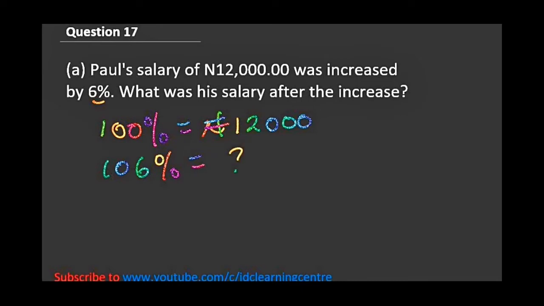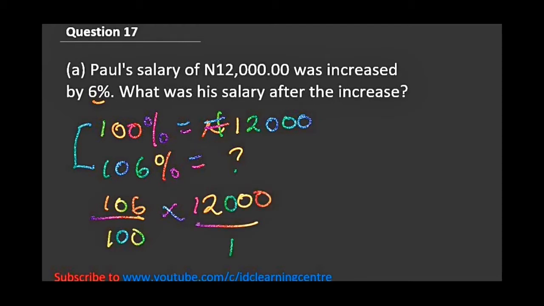We don't know. Let's use proportion. If 100% will give us 12,000 naira, will 106% give us more or less? Of course, it will give us more. If more, less goes under, looking at both of them. So since it's more, the less, which is 100, will be under, then I have 106 over 100 times 12,000 over 1. This 20 cancels this 20.